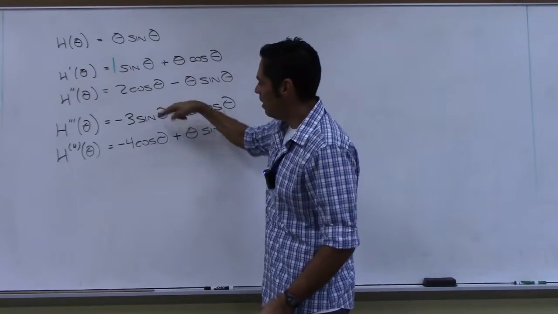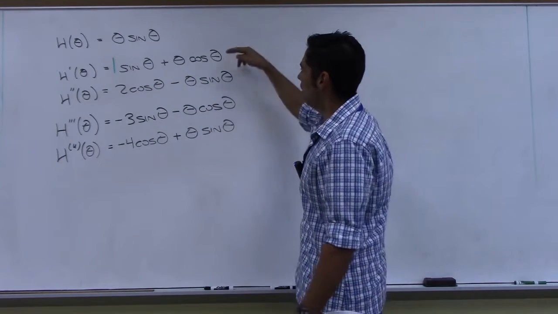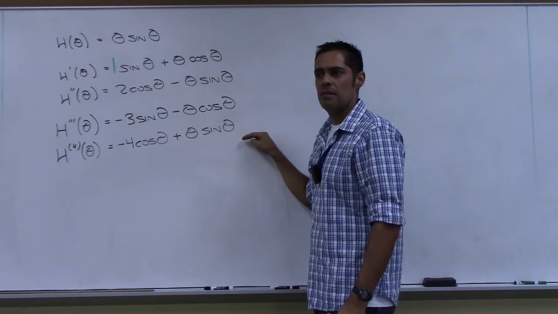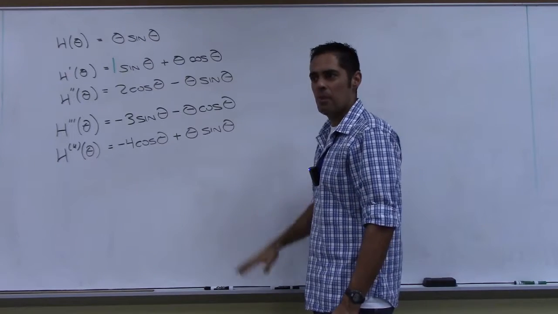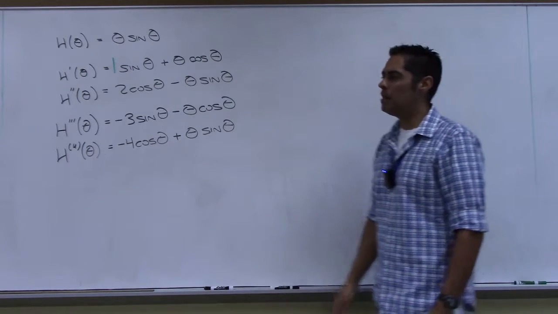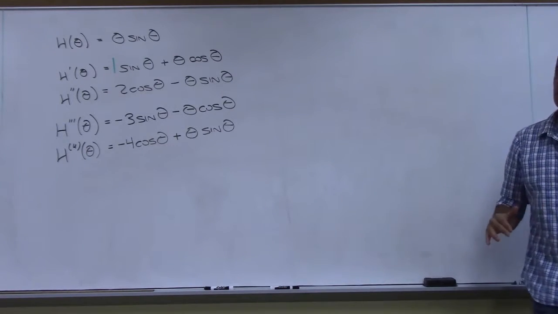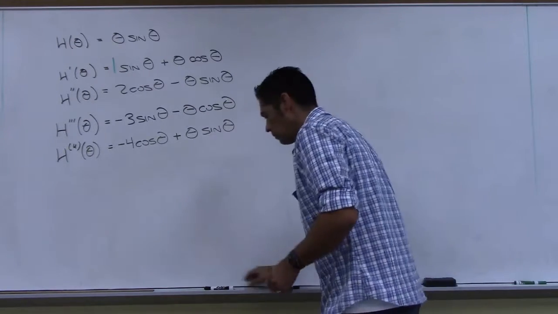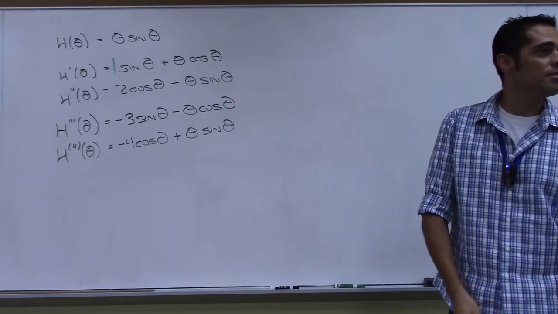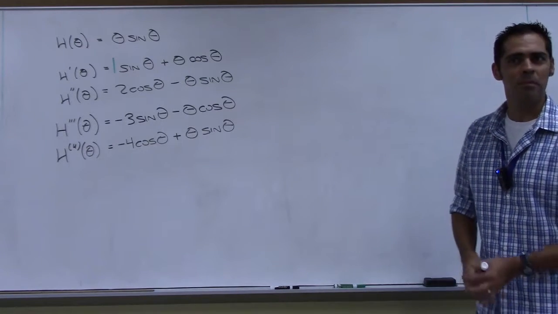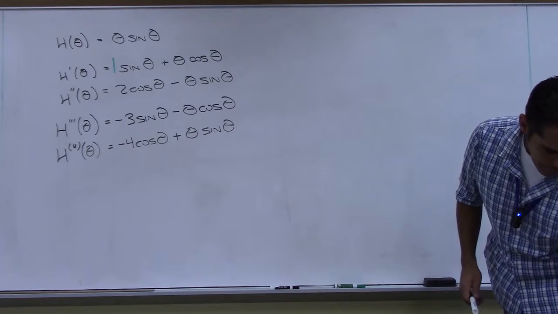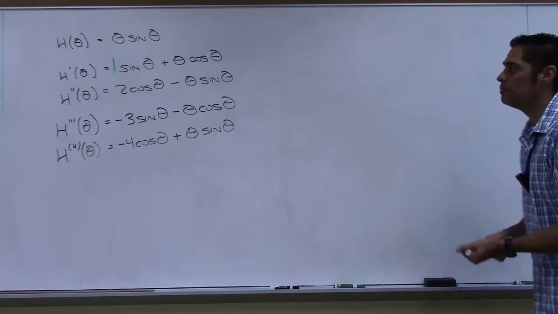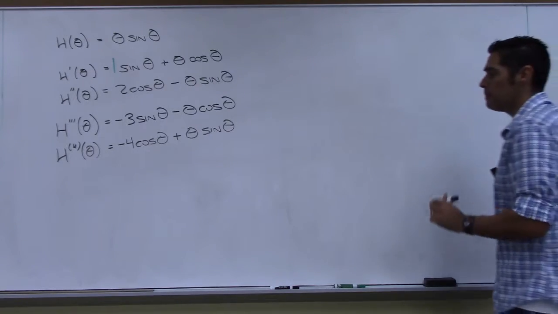Sine, cosine, sine, cosine. It alternates. Theta cosine theta, theta sine theta, theta cosine theta, theta sine theta. So maybe it's going to keep alternating? Let's just see. I think maybe we need another one or two derivatives to be convinced of something, yes? All right, so let's try it. By the way, this problem is right out of the book, so I'm not just making up hard problems. This is number 36 in the book, but they use x instead of theta.